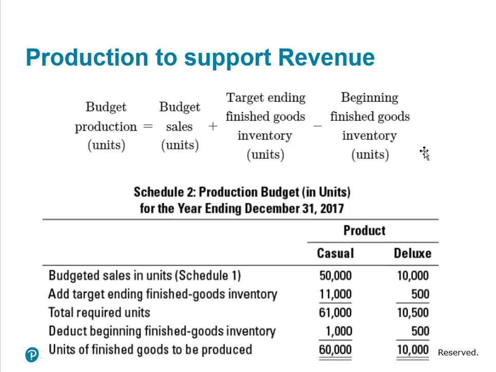All right, so you want to get this in your head. This has got to be something that is just really clear to you. Budgeted sales plus target ending inventory gives us required units, less beginning inventory is units of finished goods to be produced. Okay? All right? So sales plus target ending minus beginning is production. That's what we're going to produce.